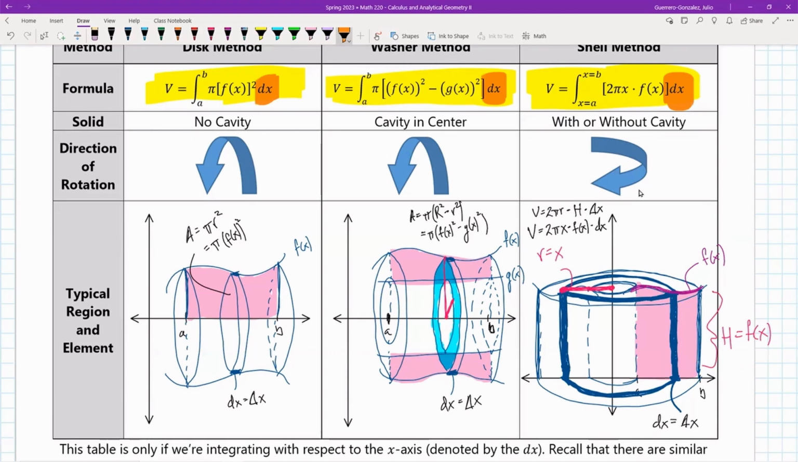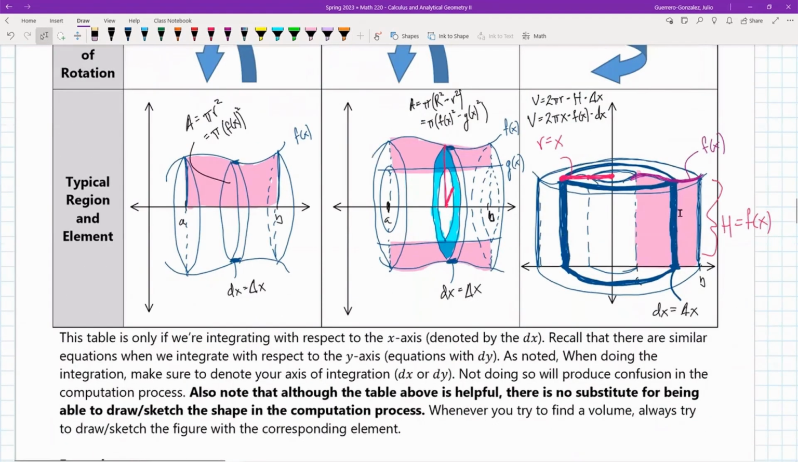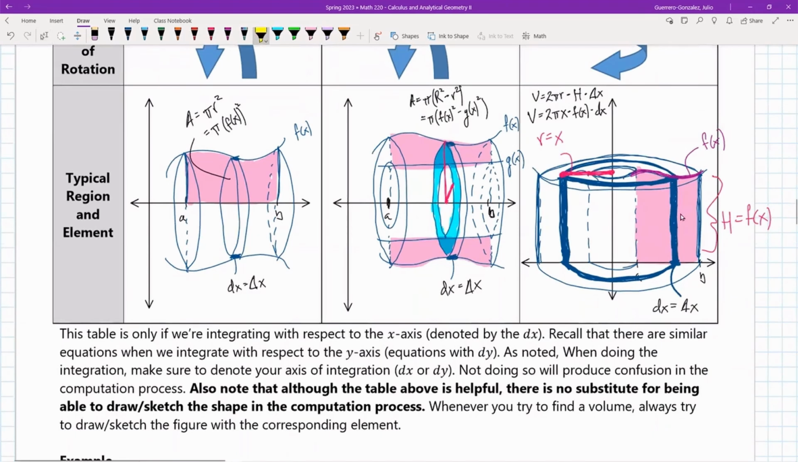And the pictures all sort of fall about just like these, okay? The only difference is instead of going up and down or left to right, you switch them. That's it, okay? But the one thing I do want to mention here is this phrase down here, that even though the table is helpful, there is no substitute to drawing or sketching the shape as best you can for your computational process, okay?